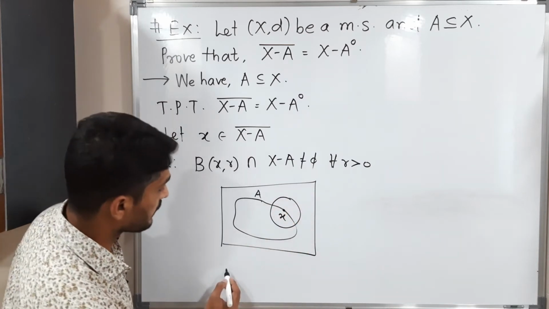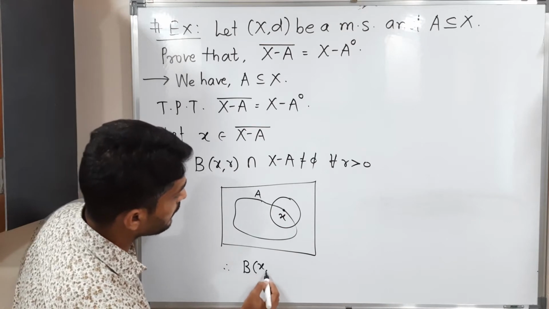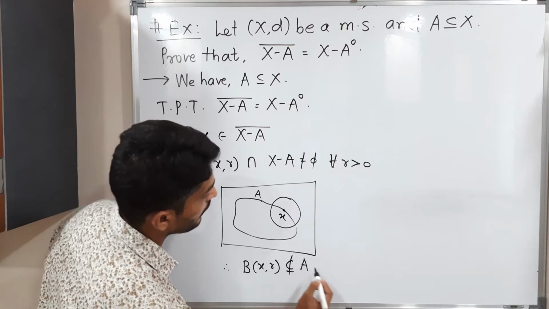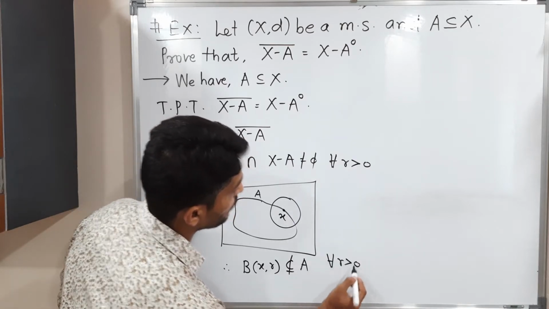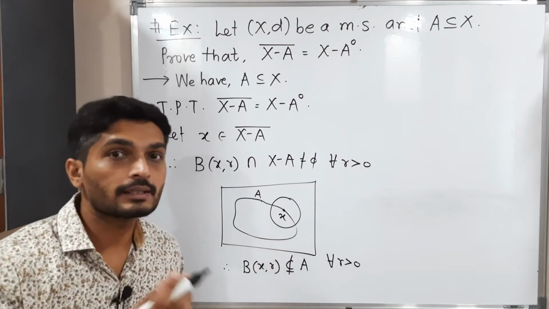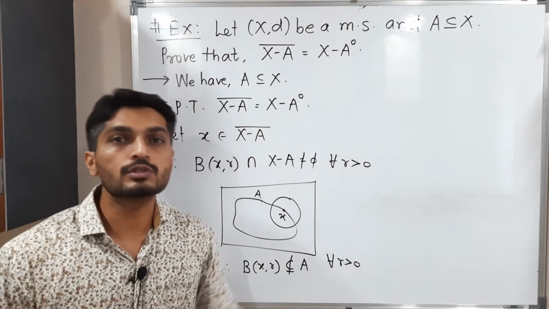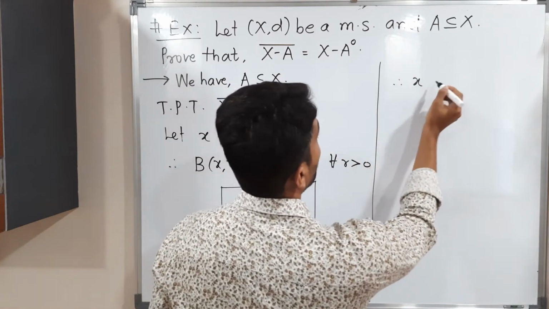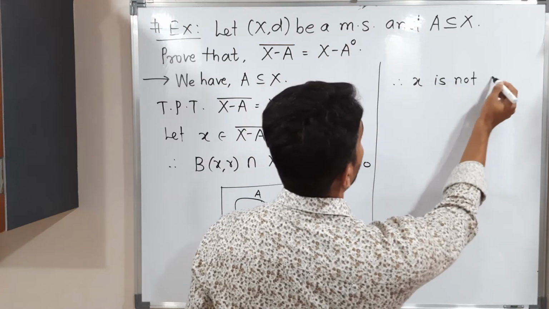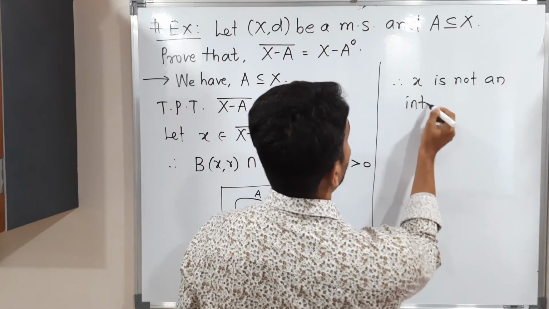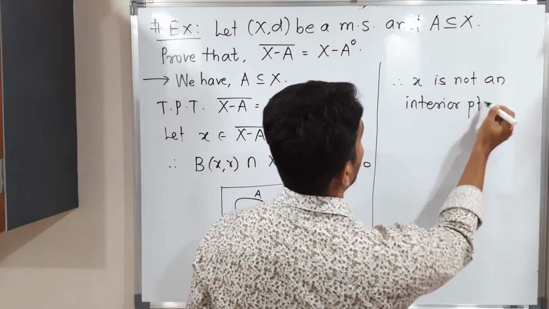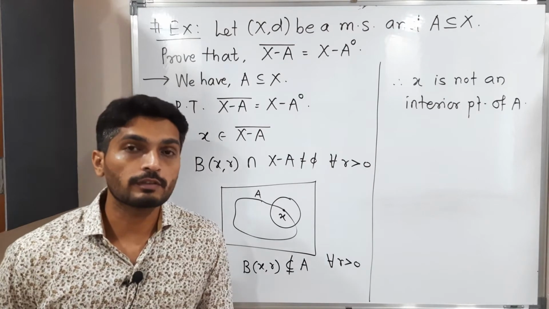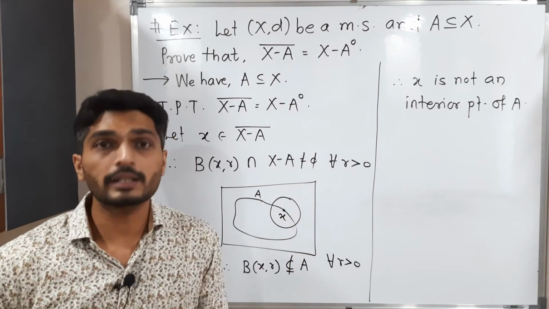So the same thing I can write: therefore, B(x, r), any open ball, cannot be a subset of A, for all r greater than 0. If you draw any ball around x, it cannot be a subset of A. It will go outside A. So therefore, x is not an interior point of A. We get something exactly opposite to the definition of interior point. So that's why I can say x is not an interior point of A.